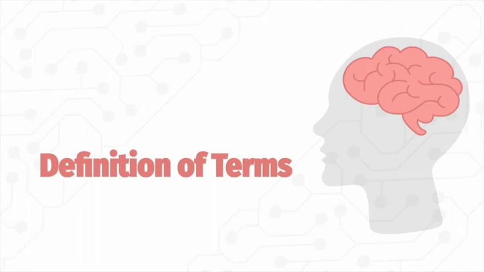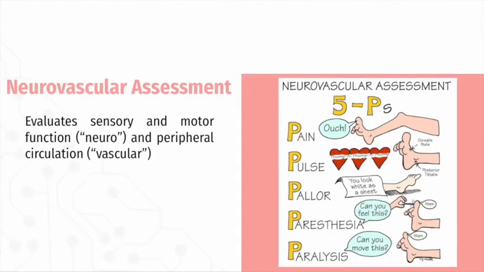So first, we have the definition of terms. So we have neurovascular assessment. Neurovascular assessment is an assessment of the extremities performed to evaluate sensory and motor function, or the neuro, and peripheral circulation, or the vascular. The components of the neurovascular assessment include pulses, capillary refill, skin color, temperature, sensation, and motor function.